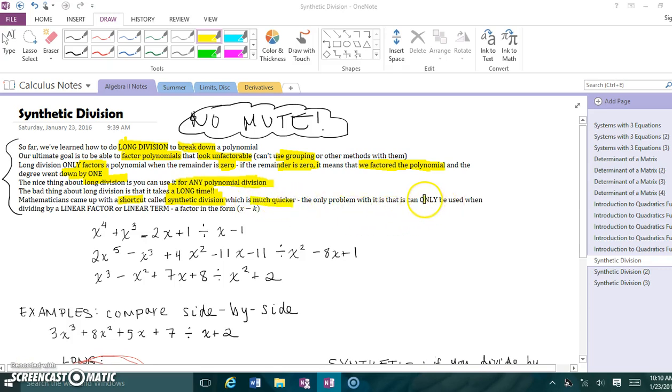The only thing is it's limited. Long division is not limited, synthetic division is. You can only use it when you're dividing by a linear factor or a linear term, basically something in the form x minus k. Keep in mind the reason it's called linear is because the degree here is 1, and if you were to graph this thing, it would be a line, so that's why it's a linear factor. So pause the video, make sure you have all this written down, and then I want you to look at these 3 polynomials. And just look at these and see which of these do you think you could use synthetic division for, based on what I just said here.